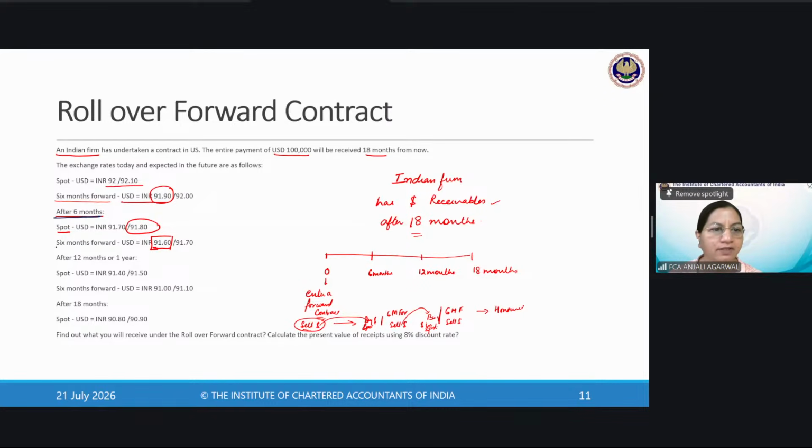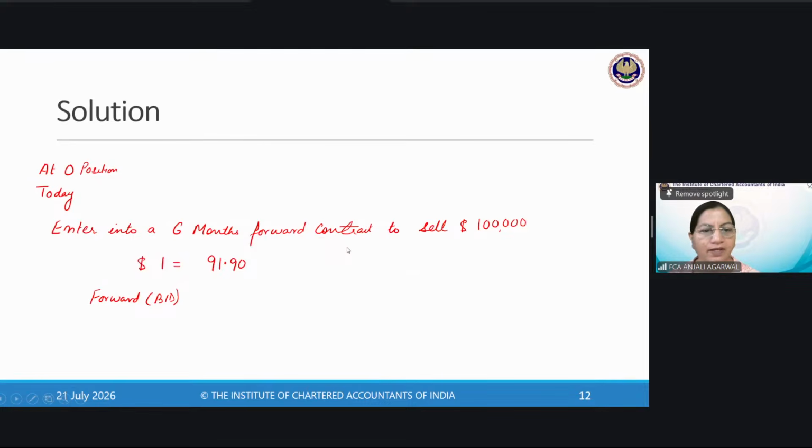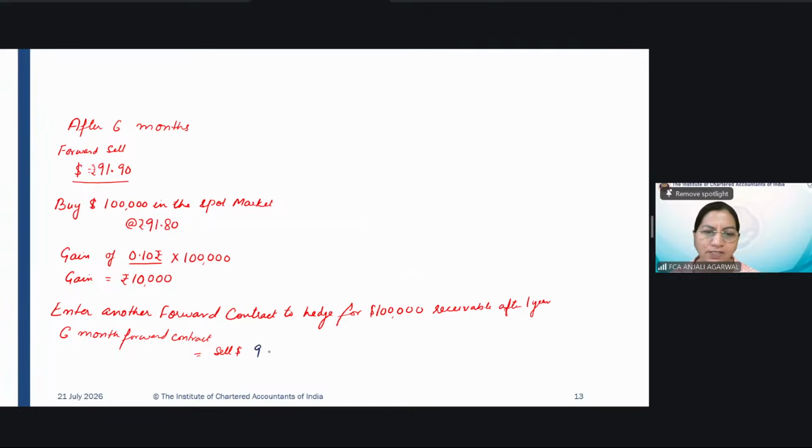And you enter into another 6 months forward contract to hedge your $100,000, which you will receive after 1 year. But you don't have a 1 year forward contract. So you enter into another 6 months forward contract and you want to sell your dollars. So it is available at 91.60. So now you have entered into another forward contract for 91.60. And there is a gain of 10,000 in squaring off the previous forward position.